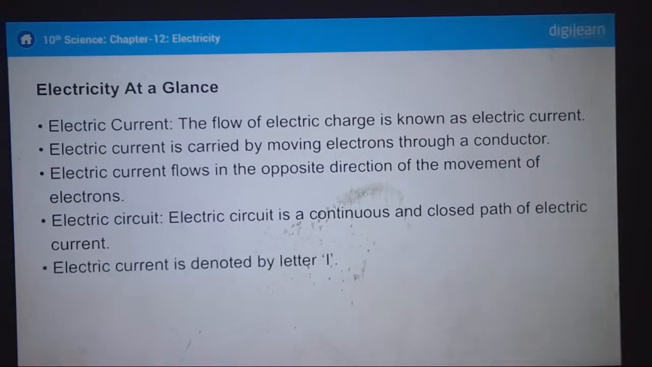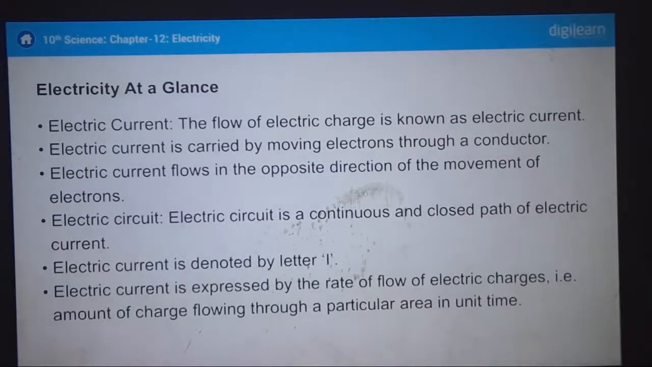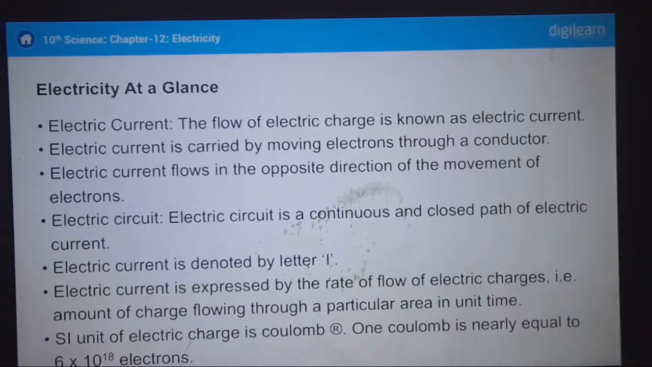Electric current is denoted by letter I. Electric current is expressed by the rate of flow of electric charges, that is, the amount of charge flowing through a particular area in unit time. SI unit of electric charge is coulomb, C. 1 coulomb is nearly equal to 6 into 10 raised to 18 electrons.